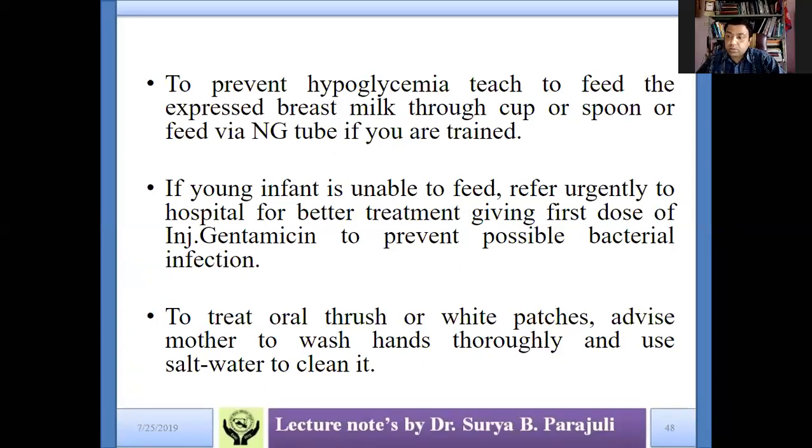To treat oral thrush or white patches, advise mother to wash hands. In the context of COVID-19, we need to be very careful. Wash hands thoroughly and use simple salt water to clean it. Okay, just use salt water to clean the thrush. Actually, it will work better than commercial medicines.